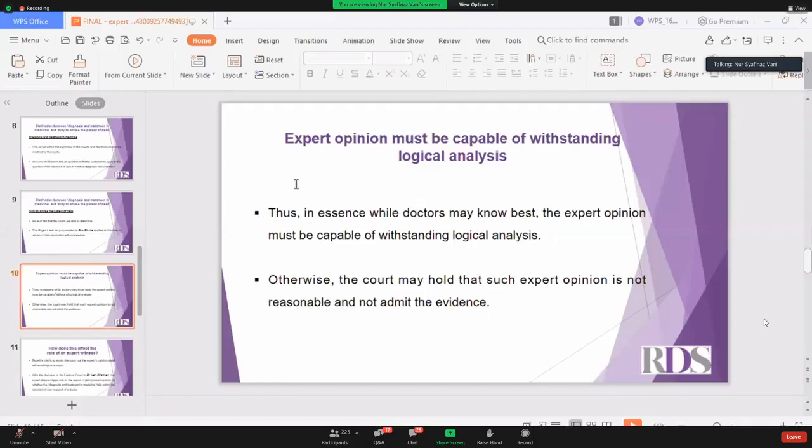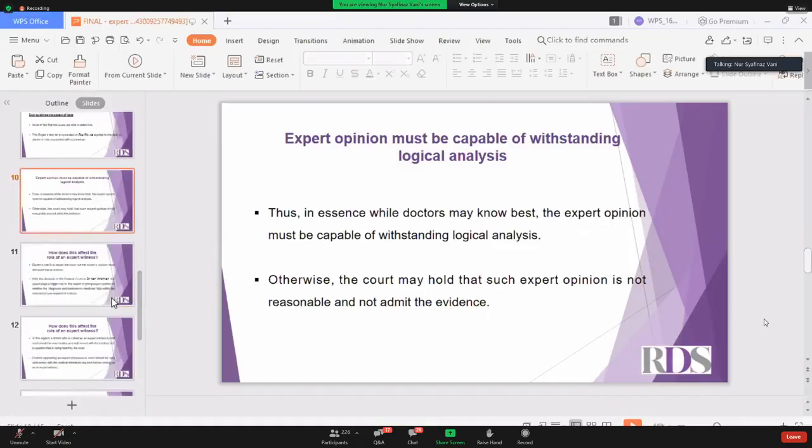And therefore, when we are having expert opinion, whether you're on the plaintiff side or the defendant side, the main issue we have to keep in mind is that the opinion given must be capable of withstanding logical analysis. Very important. So, like I said earlier, doctors know best, but the expert opinion must be logical, must be justified. Otherwise, the court might find it's not reasonable, it's not logical, and the court will just reject it. The court will not admit it.